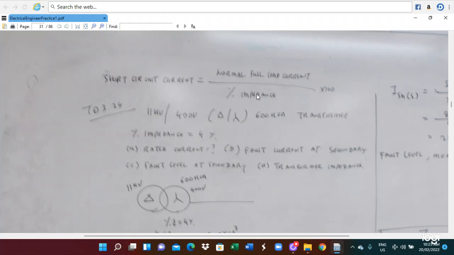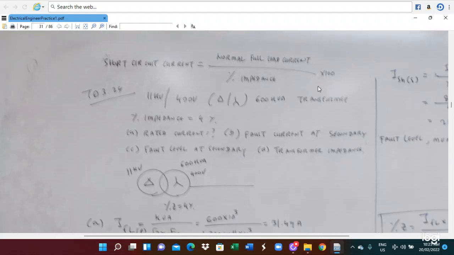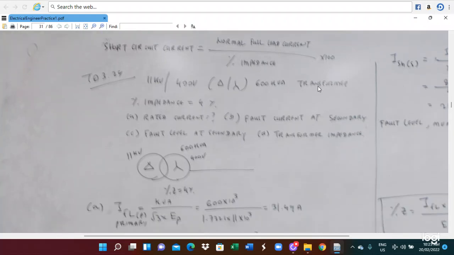The formula is the normal full load current divided by the percentage impedance, multiplied by 100. This means the normal full load current is for any motor or any transformer, taking the normal current at full load condition. So that normal current is divided by the percentage impedance and then we multiply by 100. This is the way we can calculate the short circuit current. Then we do one example problem.